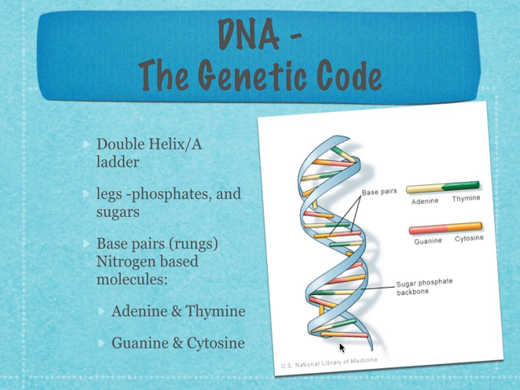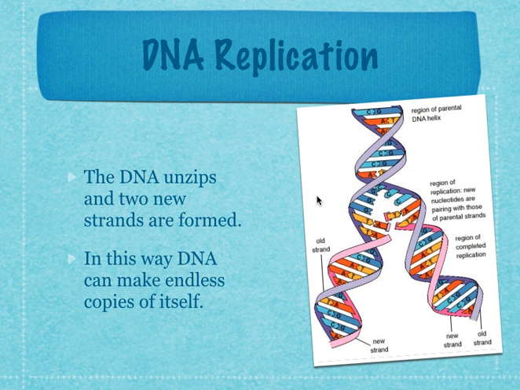So what we're going to talk about next is how DNA replicates. And what happens is, you don't really need to concern yourself about this, but an enzyme basically unzips this ladder down the middle. And as it unzips, free-floating nitrogen-based molecules in the cell come and click into the respective places. And in this way, they create one new strand and one old strand.